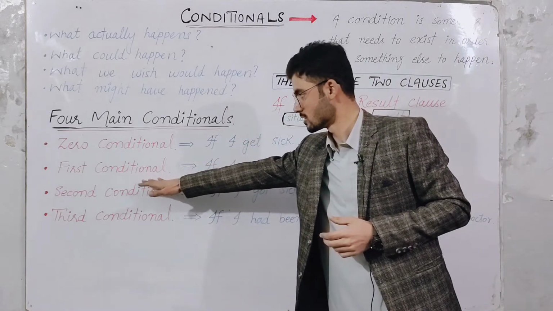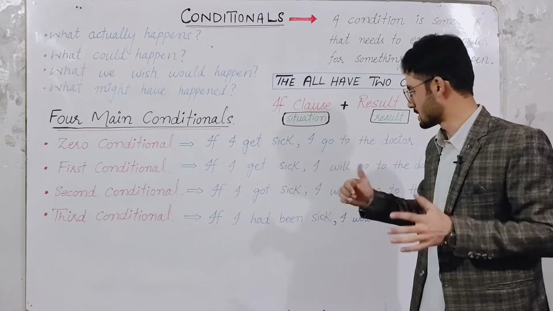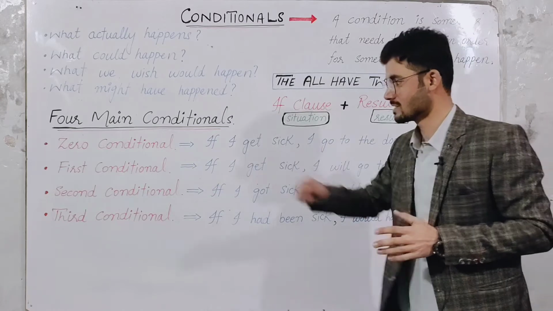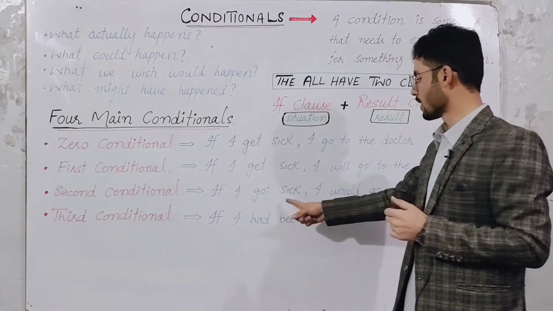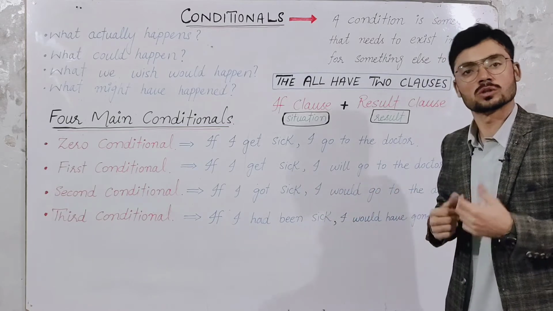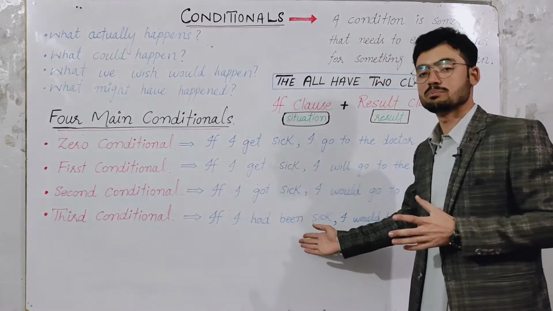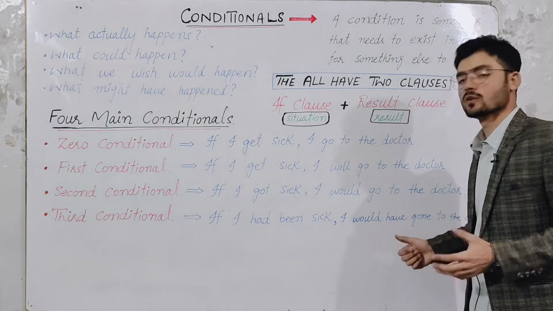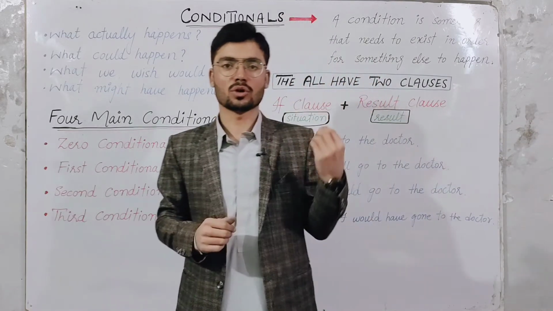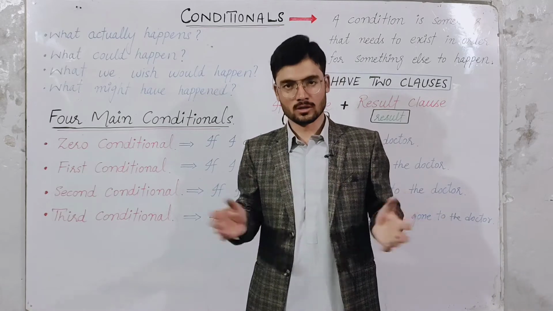Similarly, first conditional: if I get sick, I will go to the doctor. Then the second conditional is: if I got sick, I would go to the doctor. The third conditional: if I had been sick, I would have gone to the doctor. So these are the examples of all four conditionals.